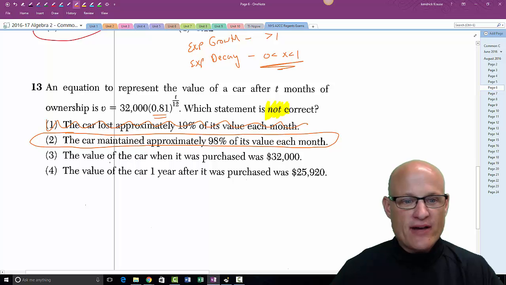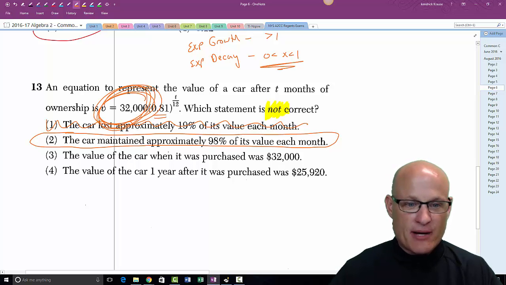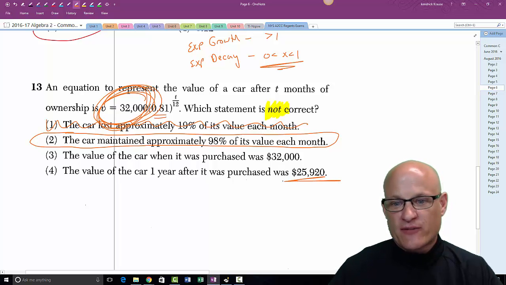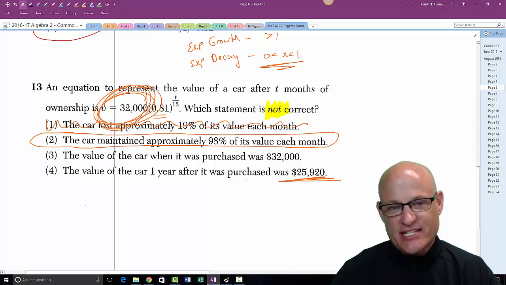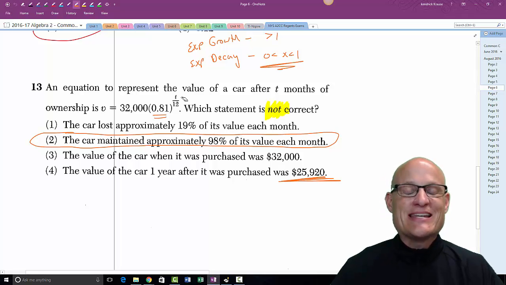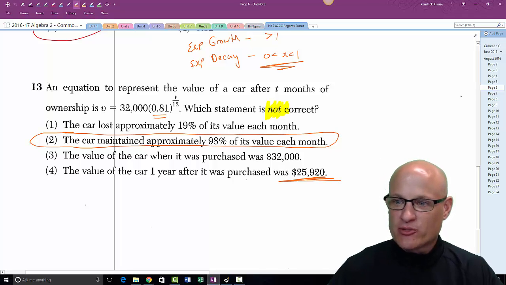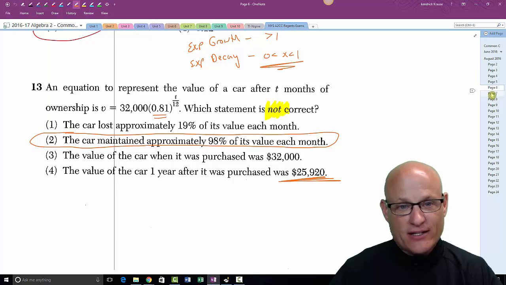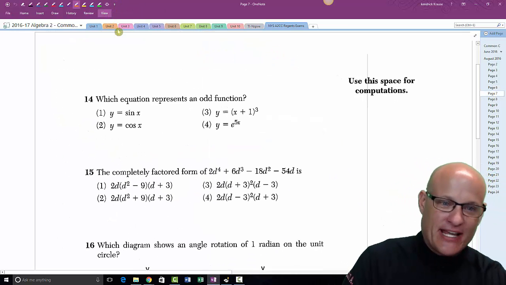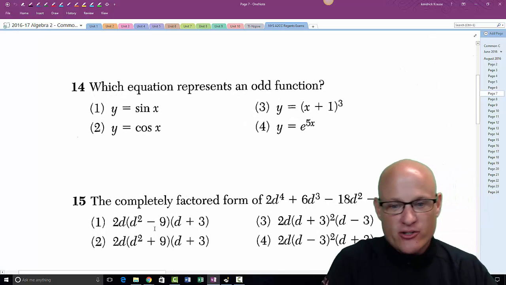The value of the car when it was purchased was $32,000. Yes, you remember, there's the starting amount. The value of the car 1 year after it was purchased is $25,000. And if you typed in T equal to 1 in your calculator, it would come out to be $25,920. So the one that is not correct is that stupid number 2. If you read the problem correctly, you got it right. If you chose to read quickly and sloppily and didn't highlight stuff, sorry, chillin'.